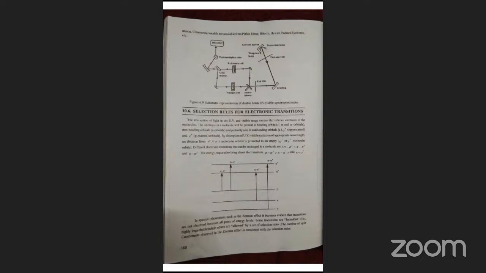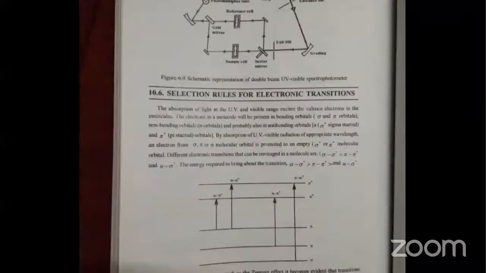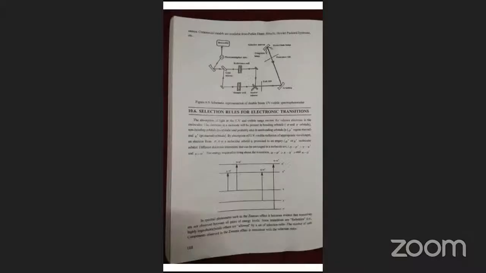The absorption of light in the UV visible region. Okay, once I repeat, the absorption of light in the UV and visible range excites the valence electrons in the molecule. The electrons in the molecule are present in bonding orbitals.